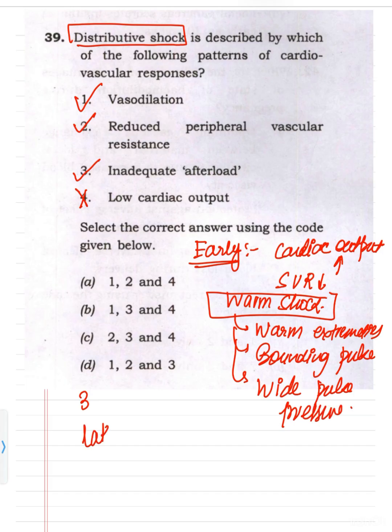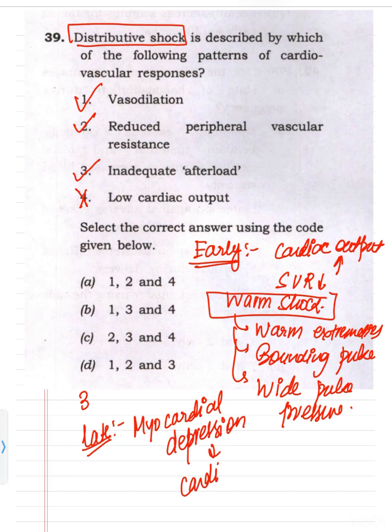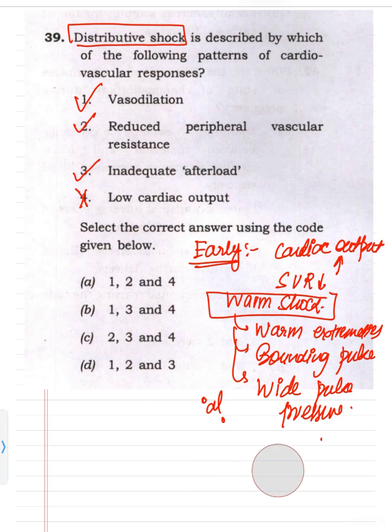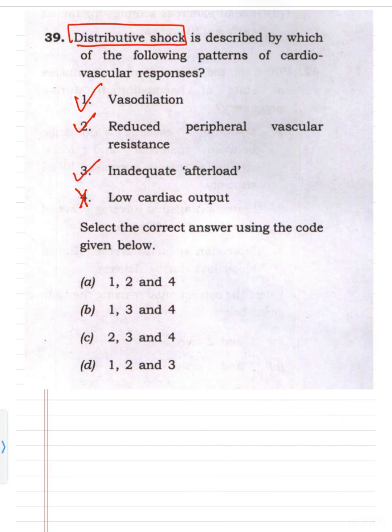But in the late stages, because of depression of the myocardium, myocardial depression develops, and because of that, the cardiac output may fall. But in the early stages, the cardiac output is increased. So this is wrong. We consider that in distributive shock, the cardiac output is high. So this is a high cardiac output shock. So the answer will be 1, 2, and 3. So D will be the correct option.